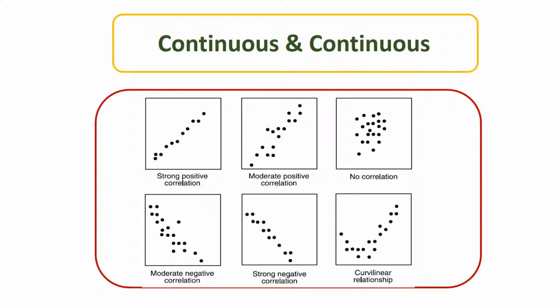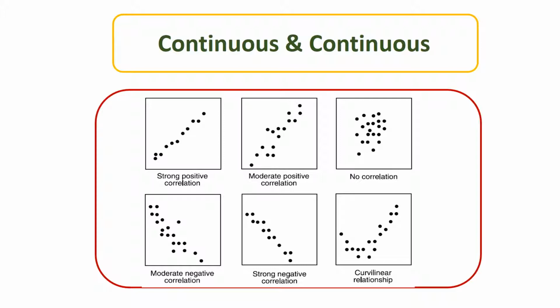The next one has a positive correlation, but it is not that strong. The reason is, when you draw a line, not all the observation points are close to the line. So it is a positive correlation, but at a moderate rate. And the third one shows no correlation between the two measurements.